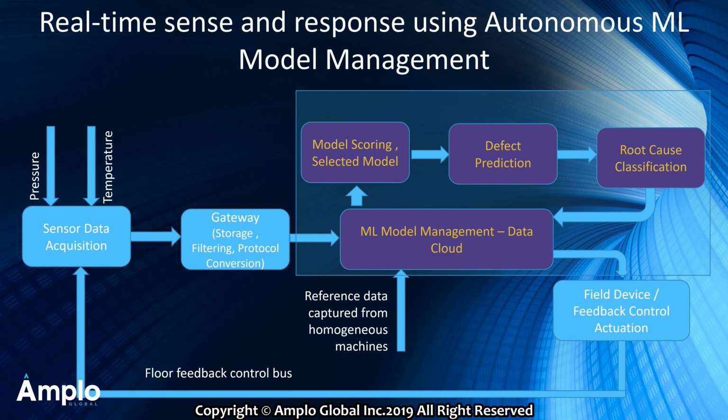Our Smart Quality as a Service platform provides real-time sense and response capabilities to the injection molding system. SQAAS is capable of analyzing data in real time and selecting the right model for defect prediction on the assembly line and preventive maintenance. So how does Amplo Global really do it?